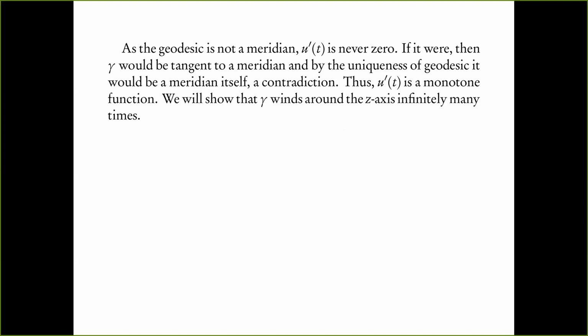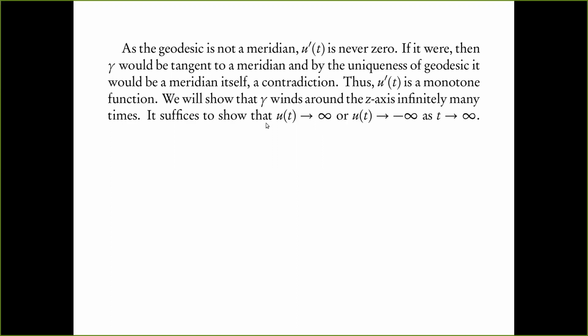So what you could do is you could say, I'll just switch t with minus t to make u increasing, for example. You could do that, and we'll do that later on anyway. So that takes care of the first bit. So this is a typo, just make note of it. U is a monotone function. So what we are left to show is that gamma winds around the z-axis infinitely many times. Okay.